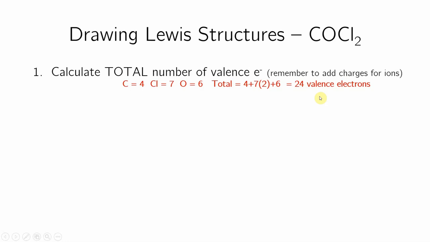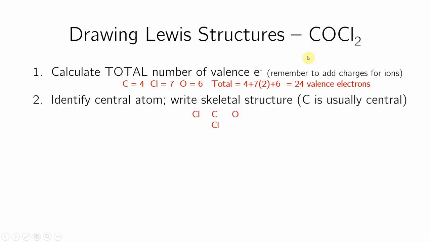Okay, now I have to identify the central atom. I will give you another tip to know this easily. Carbon tends to be the central atom. So whenever you have carbon around, it's going to be the central atom. All right. So I'm going to put carbon in the middle and Cl, Cl, and O like that. Okay, and I wrote here C is usually the central atom.